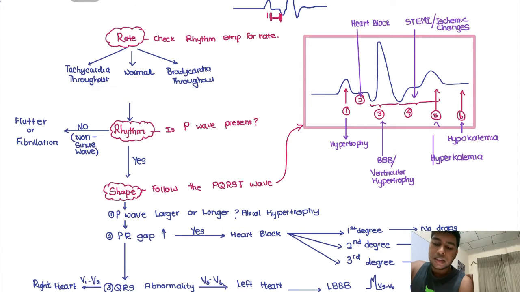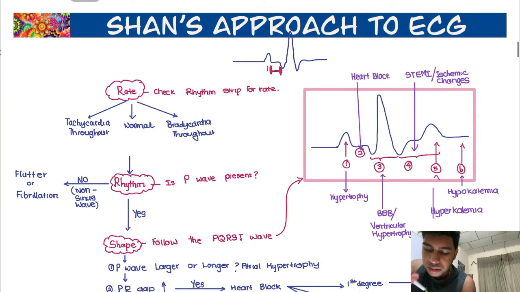This is the most important thing I need you to take out of this. Look at that gap. You check if it is large, if it looks larger than normal, larger than half of a big box, we say it's a heart block. Okay? The PQ gap tells you if there's a heart block. Okay? Next, the QRS complex.